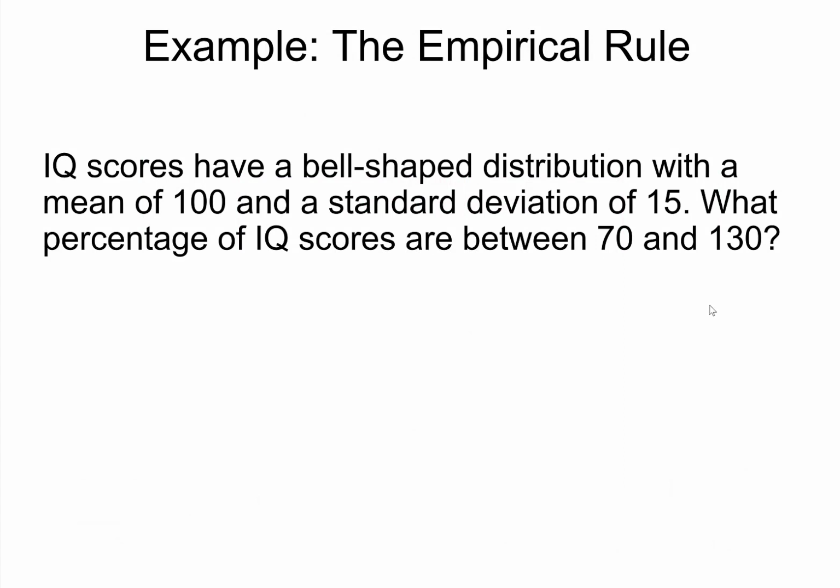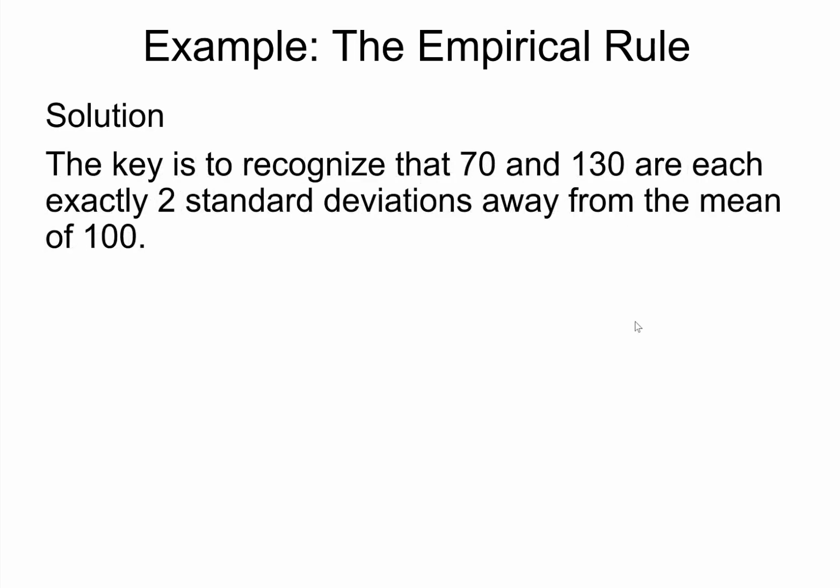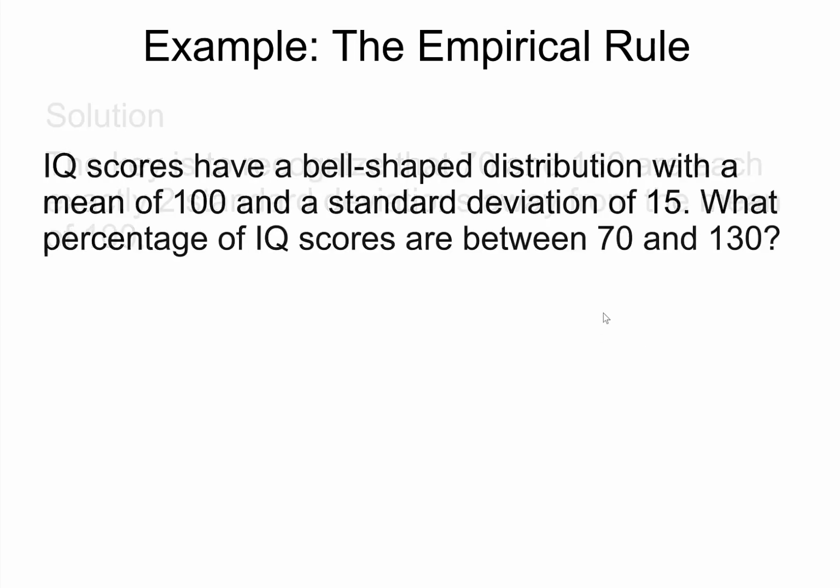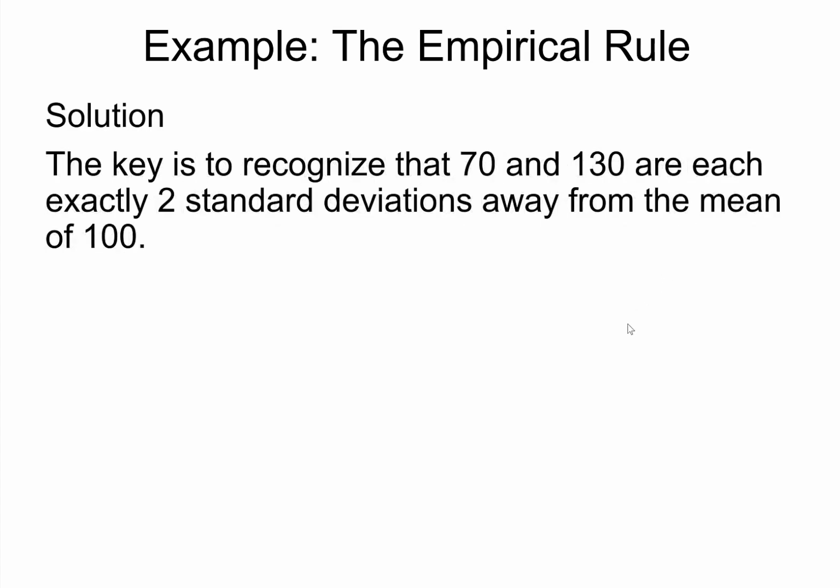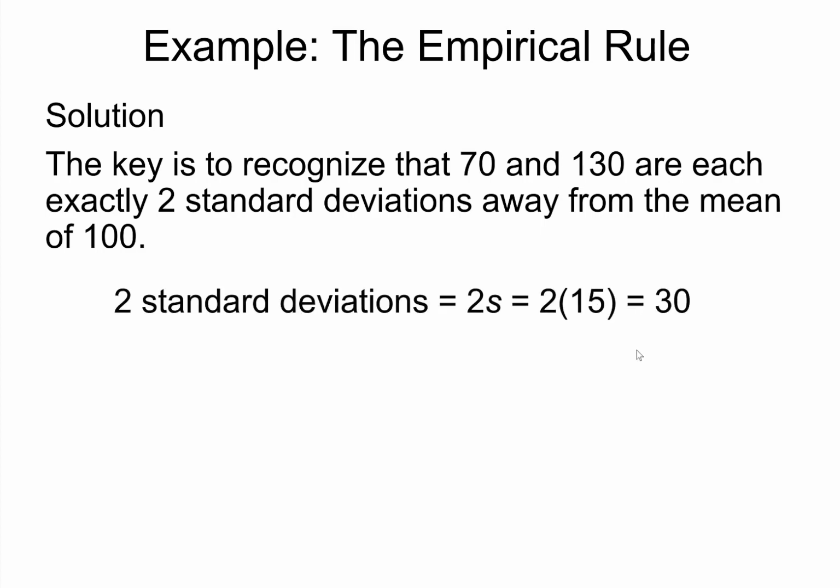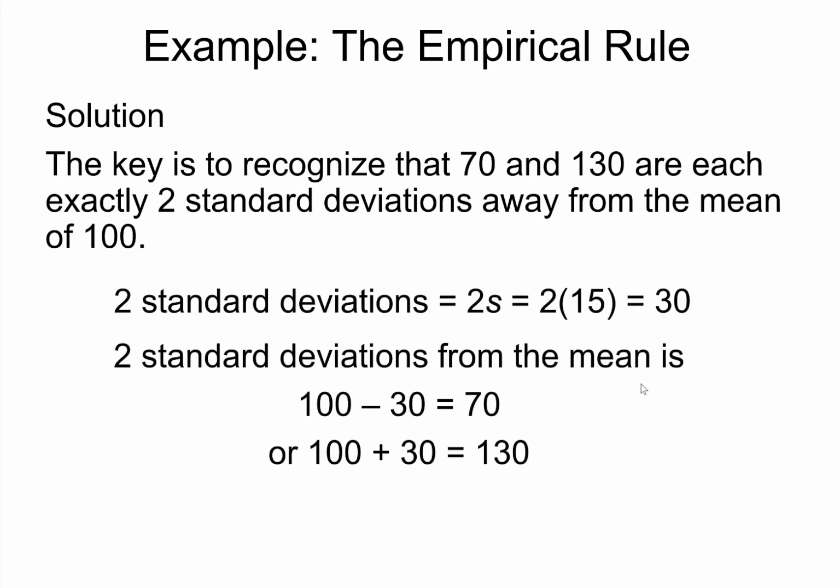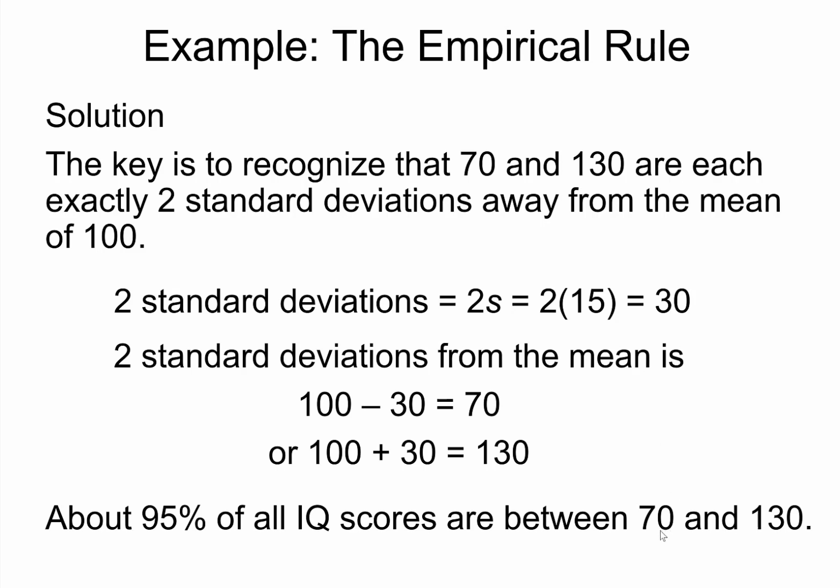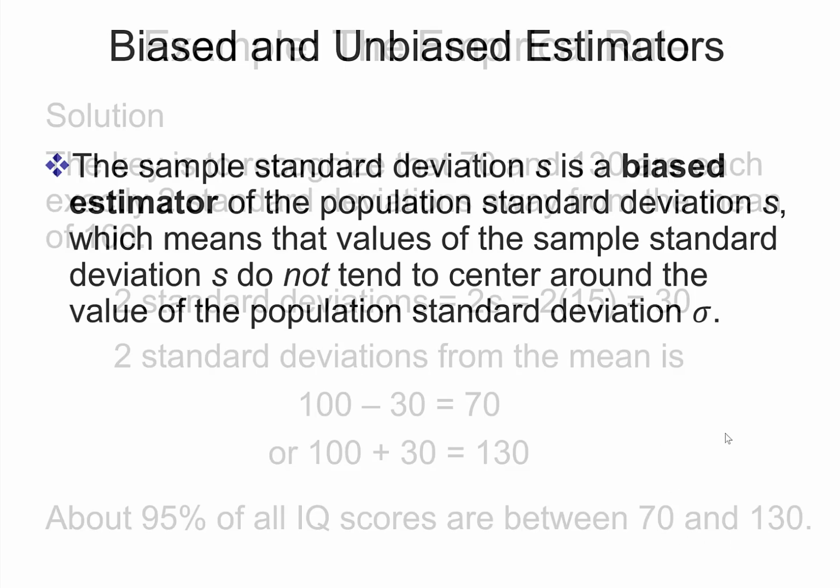IQ scores have a bell-shaped distribution with a mean of 100 and a standard deviation of 15. What percentage of IQ scores will fall between 70 and 130? The key to recognize is that 70 and 130 are each 2 standard deviations away from the mean. If we go back, we notice that the standard deviation was 15, so 2 standard deviations would be 30. This is 2 standard deviations below, and 2 standard deviations above. So 95% of the IQ scores should fall between 70 and 130.